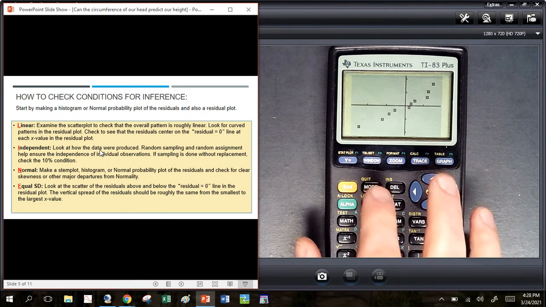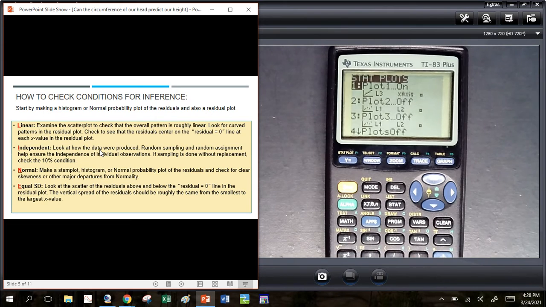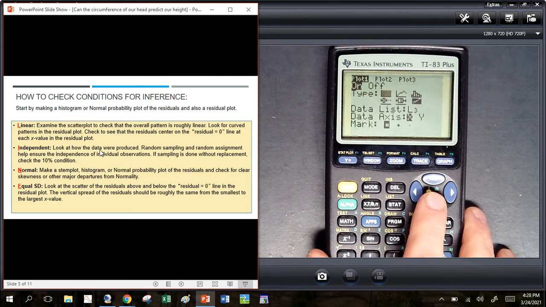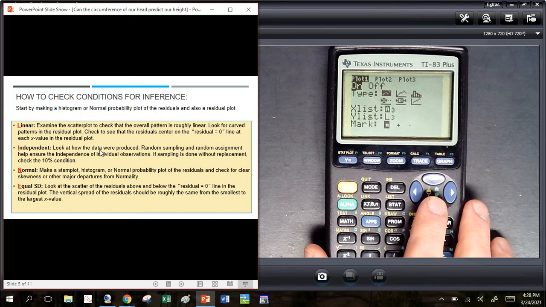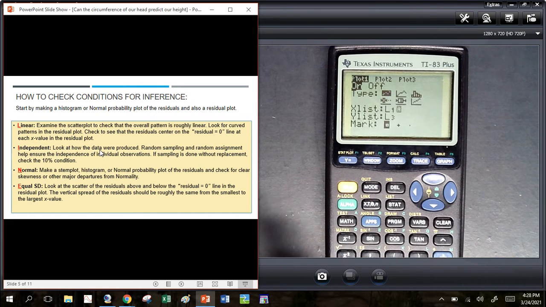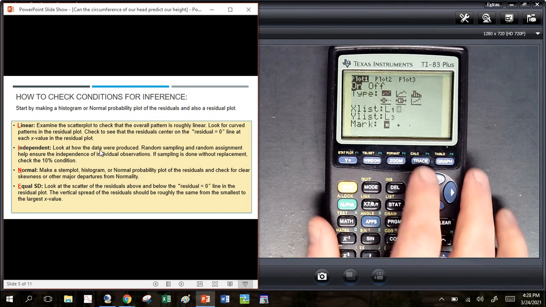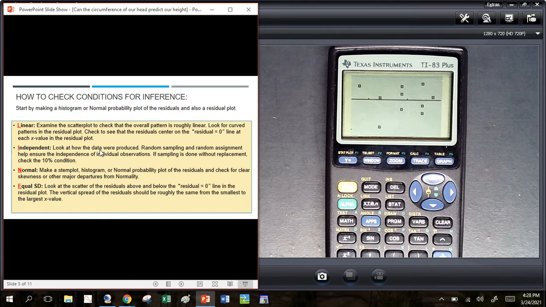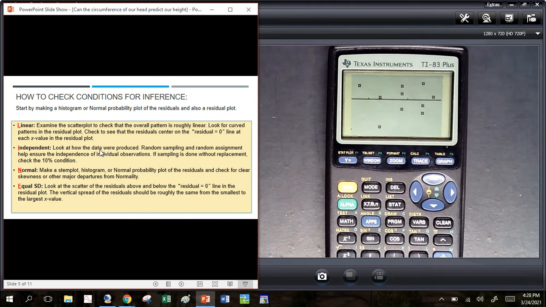So if I go back and do another residual plot, again go back to scatter plot and do L1 against L3. Remember, L1 was my head circumferences, L3 was my residuals, and then do Zoom 9. If you look at the vertical distances here, there are some similarities, but there are no major differences.